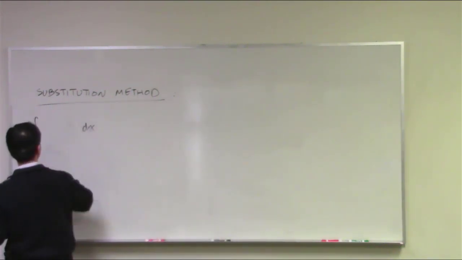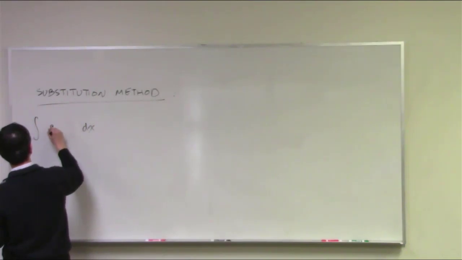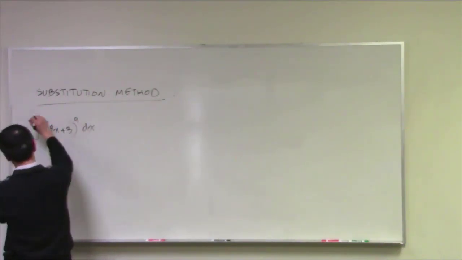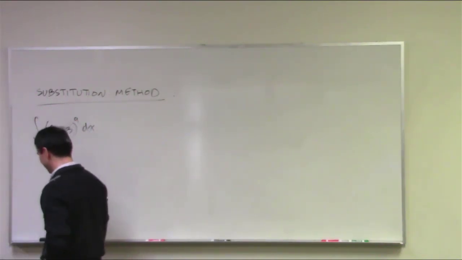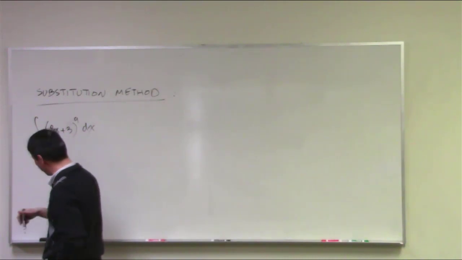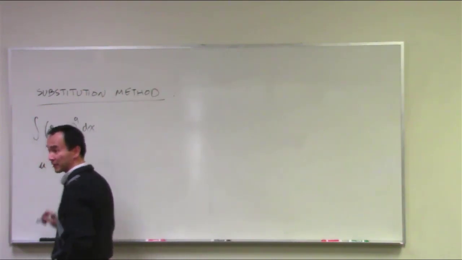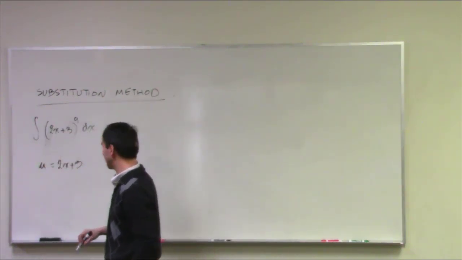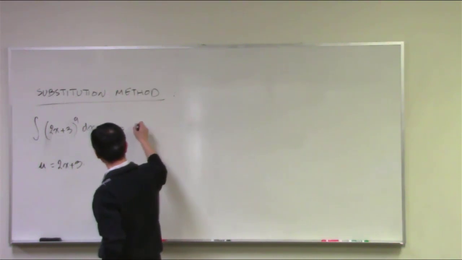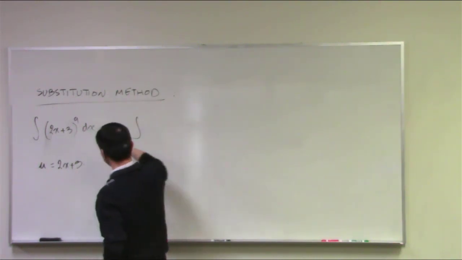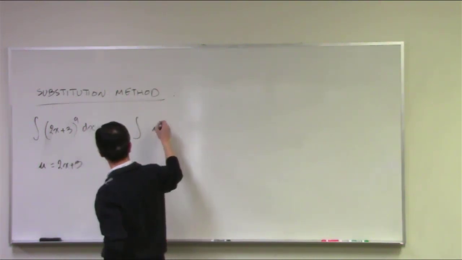Back to your beginning problem: the integral of 2x plus 3 to the 9th, right? The capital X and the lowercase x may cause some confusion, so why don't we call it u? Okay? So we're going to let u equal 2x plus 3. As you're doing that, think about it immediately: the integral sign reduces to u to the 9th.